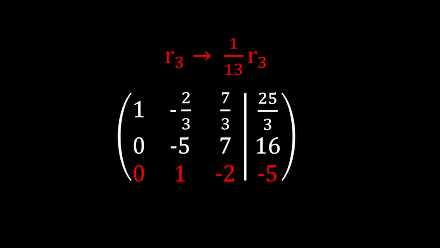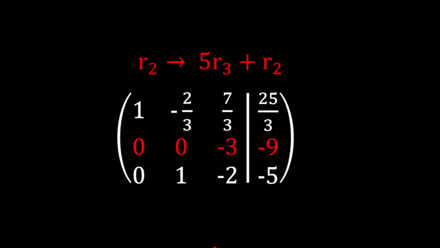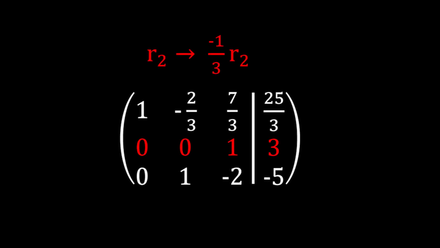Let's simplify a little here. I'm going to divide row 3 by 13 to get a 1 in that second column. Remember, there are many ways to get to the same goal. The path that I'm going to choose is to next cancel out that -5. I'm going to do this by multiplying row 3 by 5 and then adding it to row 2. And then I'll simplify by dividing row 2 by -3. This will result in a 1 occurring in the third column.